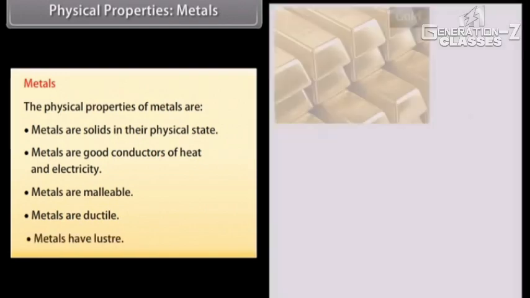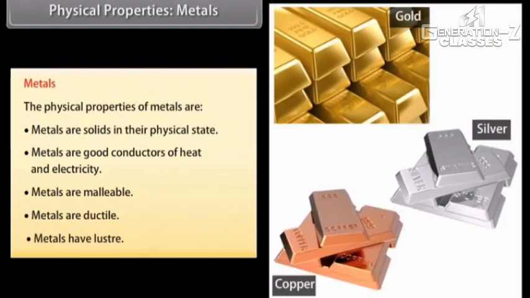Luster. Metals reflect light from their shiny surface. They can also be polished. For example, gold, silver, and copper are metals with a shiny surface and can be polished.